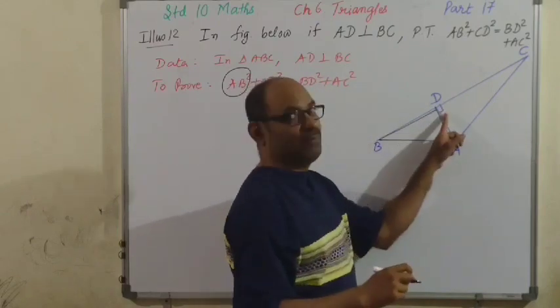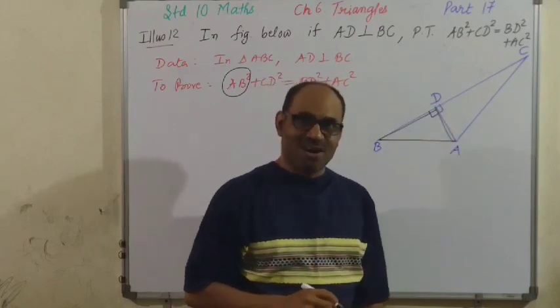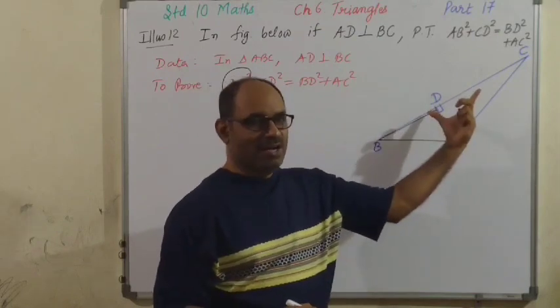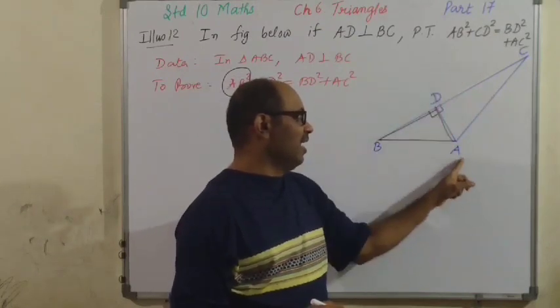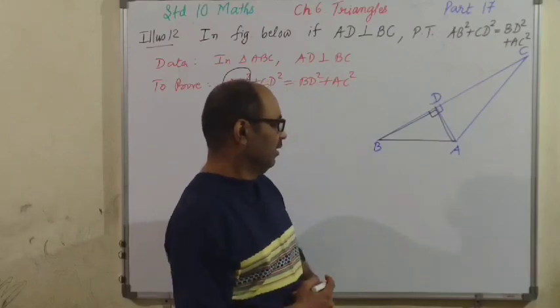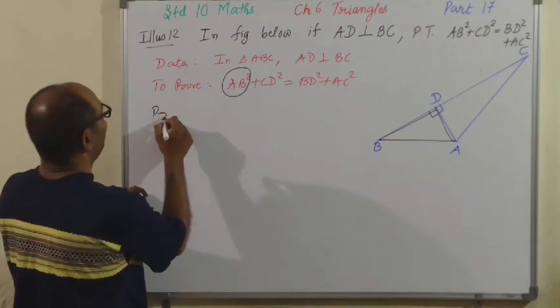Children, if this symbol is given in the figure, then you should also mark it as a right angle. You'll draw that. Okay? Let's go. Because AD is perpendicular to BC, angle ADC and angle ADB both are right angles. Correct? Okay. So you can get this proof.